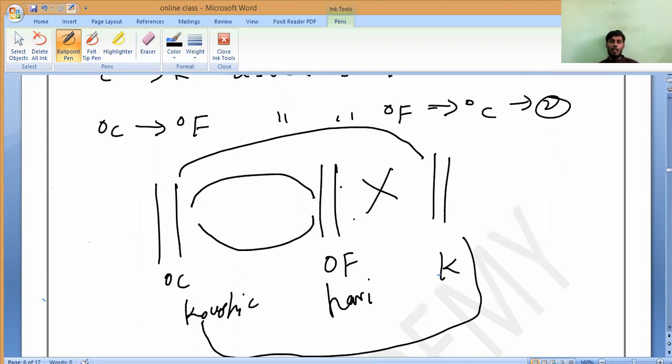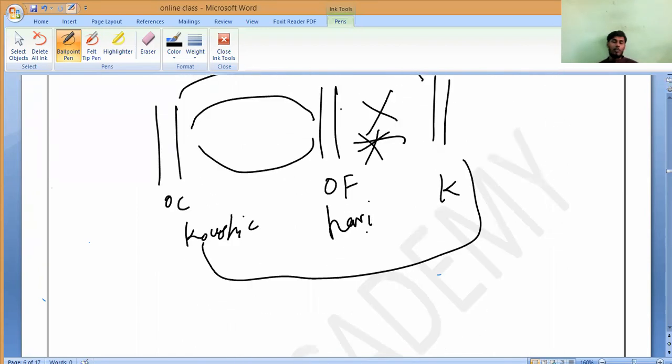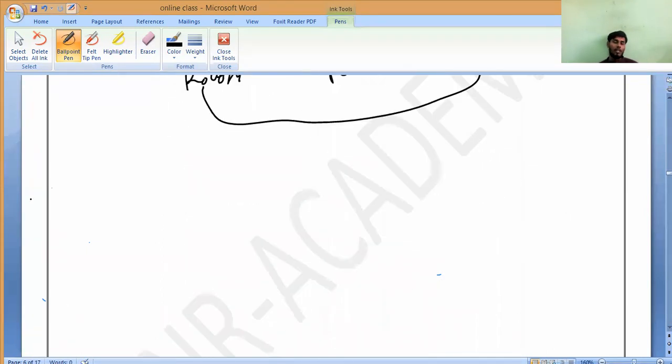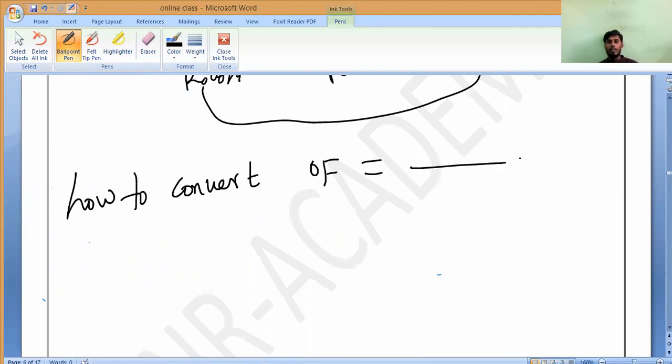Here there is no relation. So in this situation, how do we find it? Suppose I have given degree Fahrenheit, and I'm asking the final answer should be in degree Kelvin. How do we find it? It is very simple. Shall we start? How to convert degree Fahrenheit to Kelvin scale?